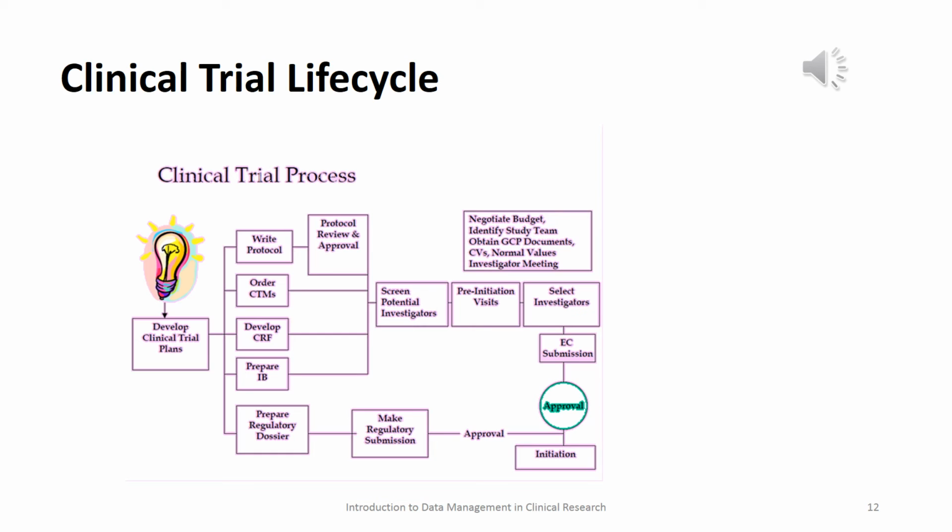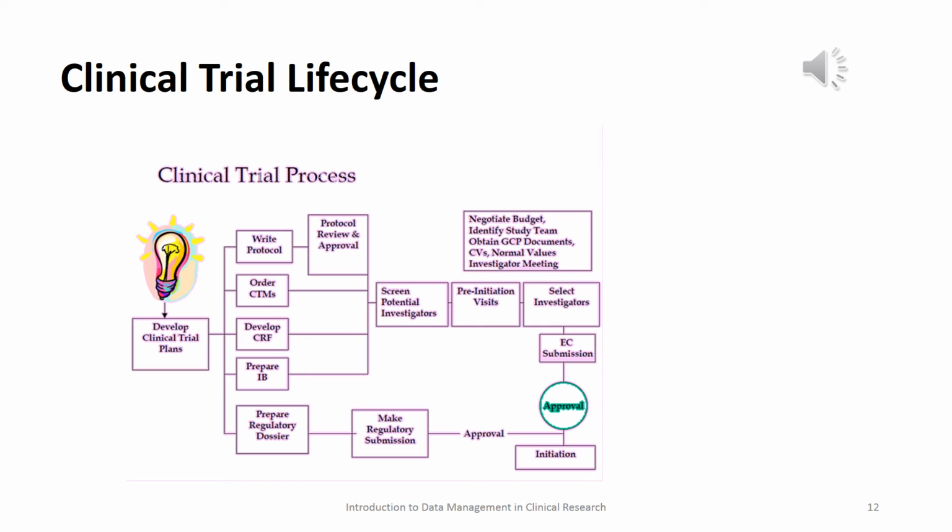If we look at our ICH E6 Section 7 guideline, it discusses all the information that should be in our investigator brochure. So we're going to provide that to the doctors for them to read. Then we're going to get our protocol approved. We're going to start screening potential investigators. We're going to do some pre-initiation visits. So we're going to go out and visit their sites. We're going to make sure that they have a suitable site, that they've got all the resources they need in order to conduct our trial.